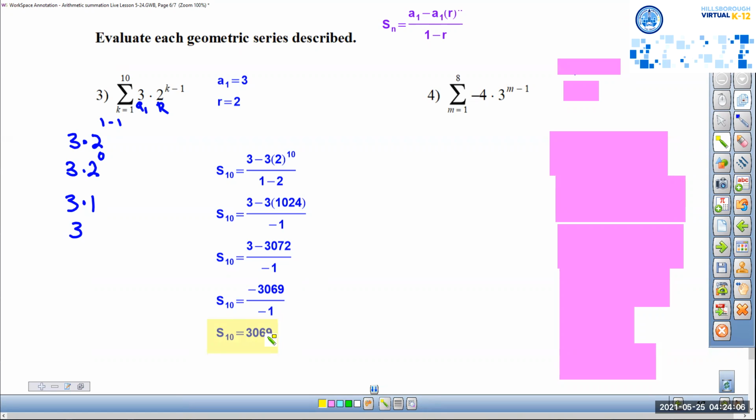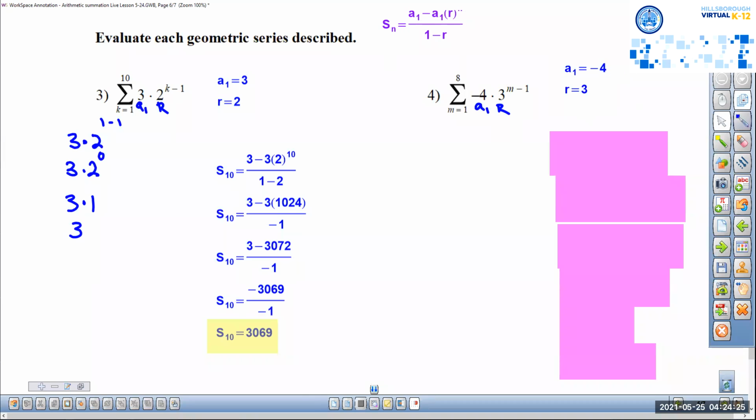If you're coming up with a negative number, you made a mistake because you're adding nothing but positive numbers. So you can't get a negative sum. Okay, here we're going from the first term to the 8th. There's your a sub 1, there's your r.